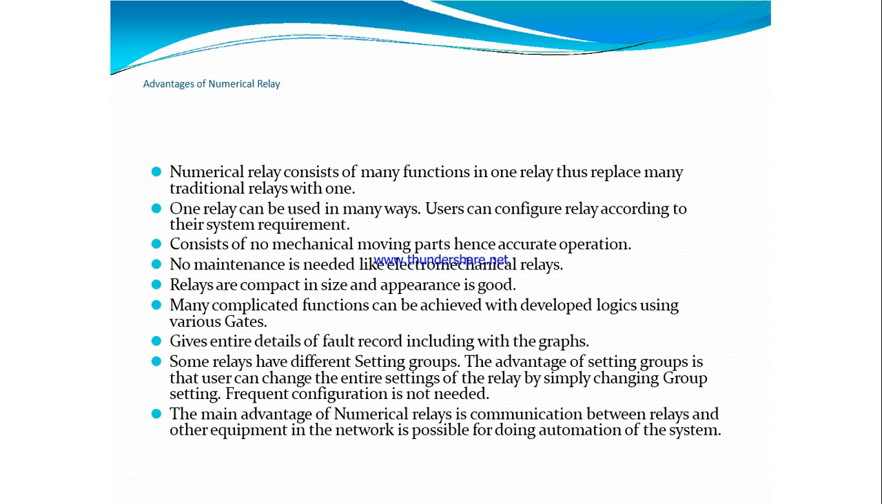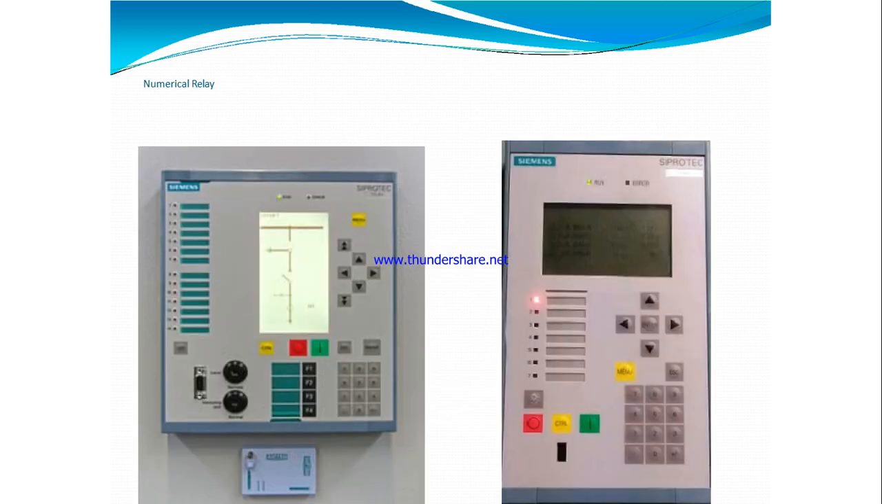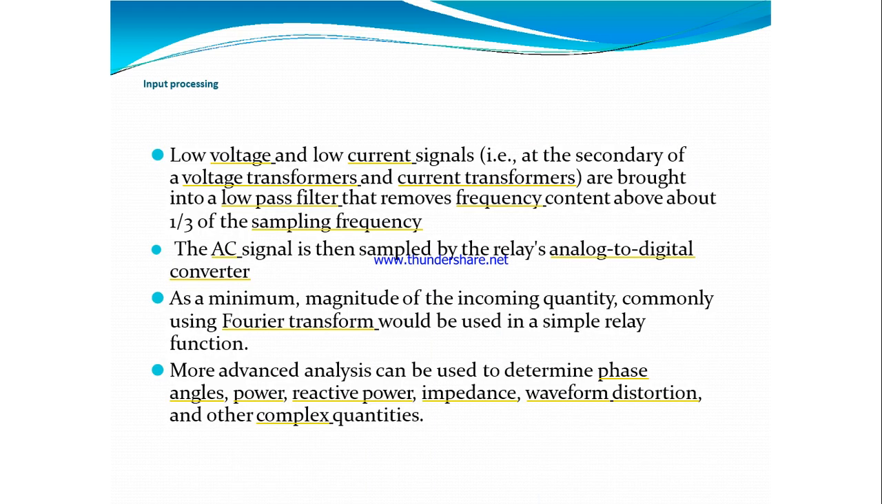Some relays have different setting groups. The advantage of setting groups is that the user can change the entire settings of the relay by simply changing the group setting. Frequent reconfiguration is not needed. The main advantage is that communication between the relays and other equipment in the network is possible for automation of the system. Here we can see a numerical relay in practice, how it is connected, and how the display of the unit looks.